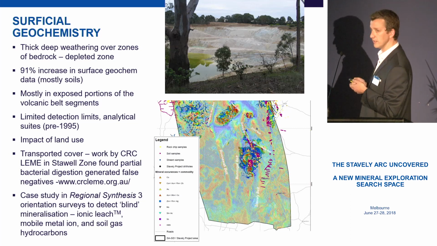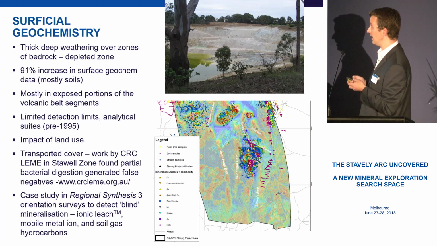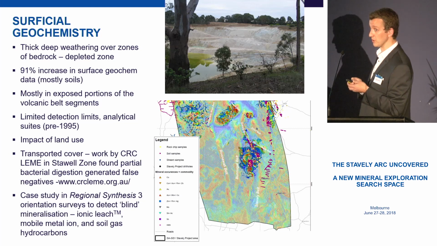And again, those limited detection limits and very limited analytical suites cause a problem for interpreting the data. Out that way as well, there's a lot of agricultural land use, so that might actually impact the types of geochemical signals that you see, so you might want to think about that when you get certain anomalies.